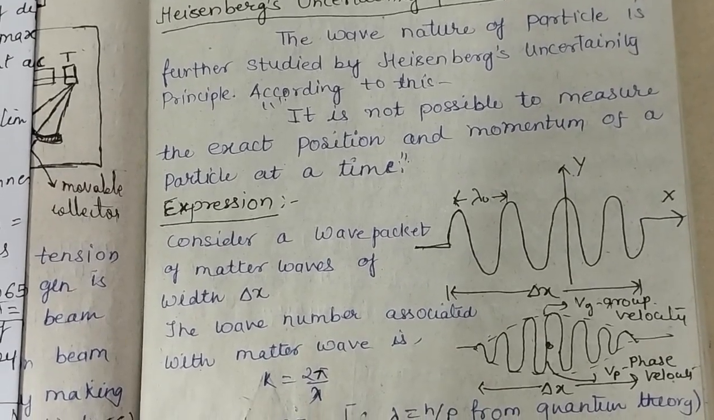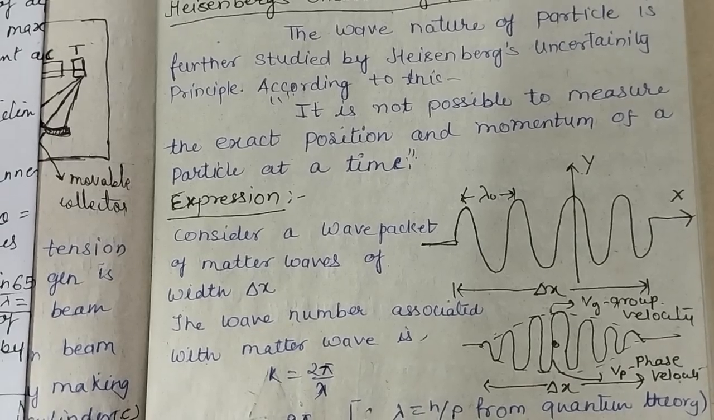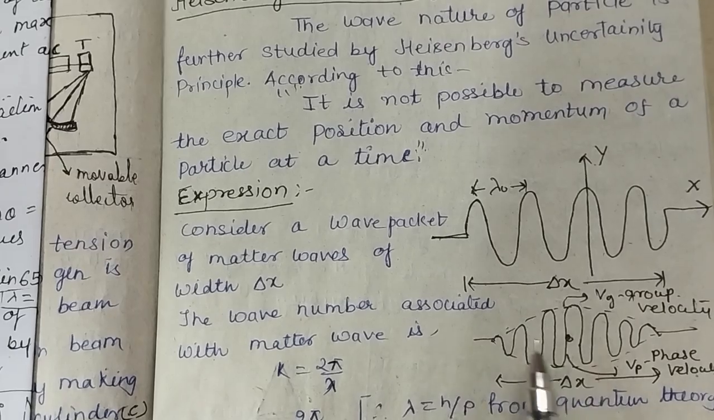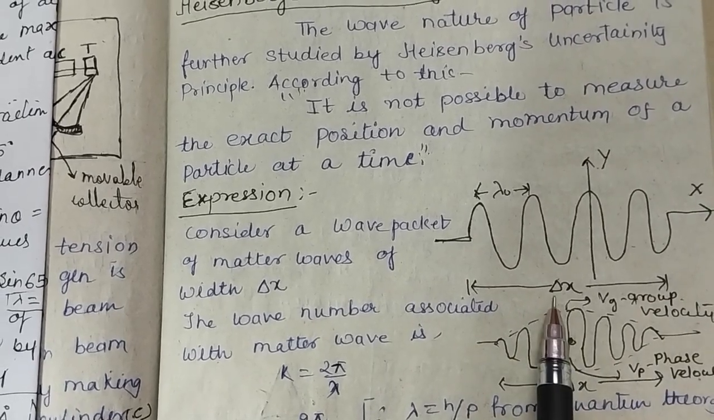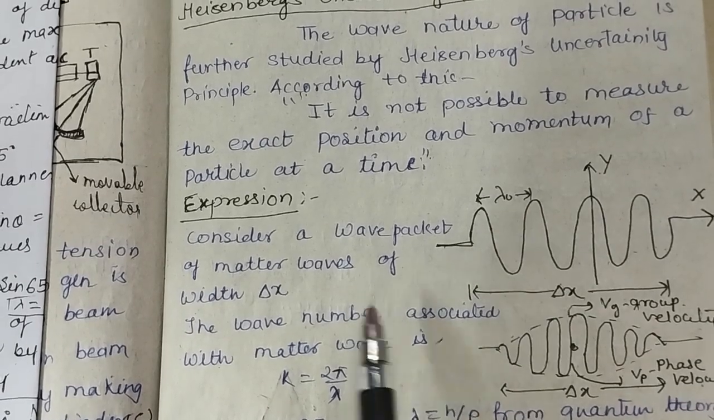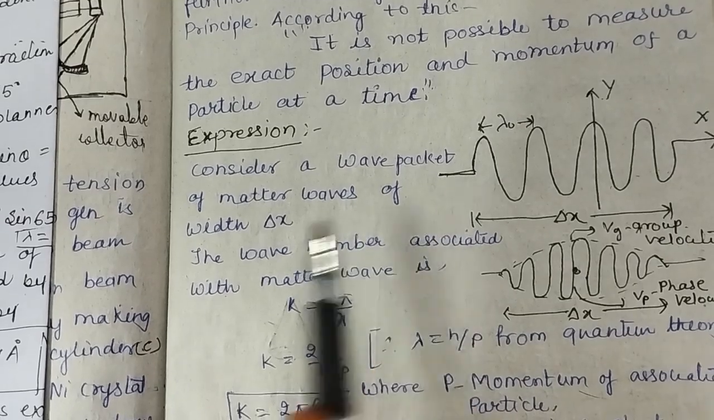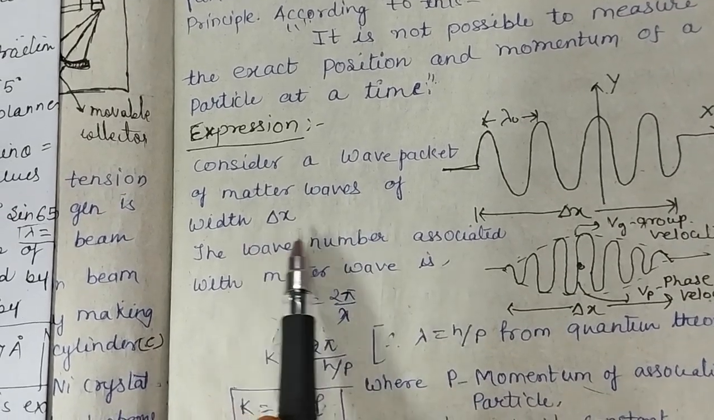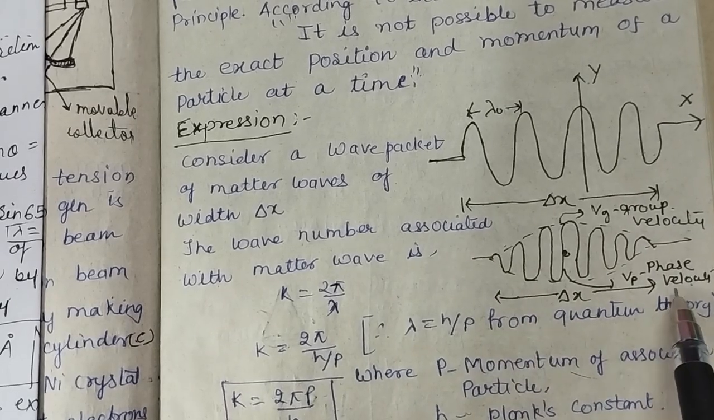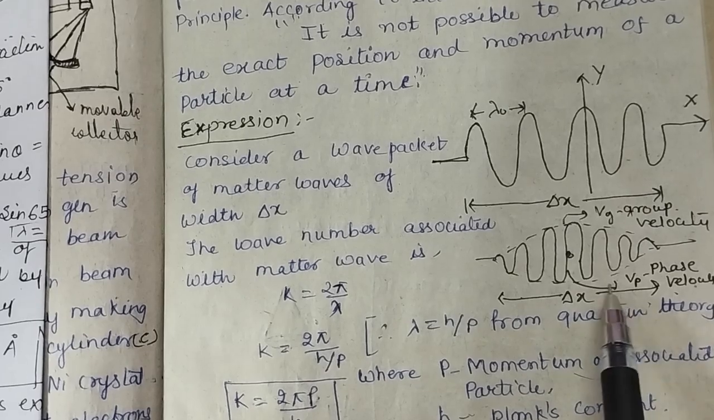Now we have to find the expression for Heisenberg's uncertainty principle. Suppose we have a wave, the change in the position is delta x, this is the y coordinate, x coordinate, and starting will be lambda 0. Consider a wave packet of matter waves of width delta x. This is our wave packet having width delta x, group velocity Vg, and phase velocity Vp.